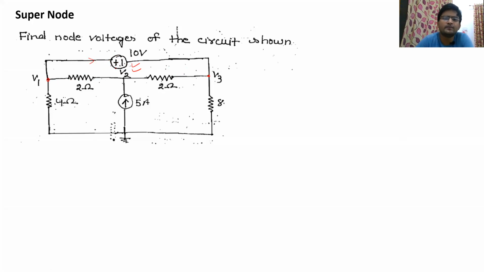So what we do is, we assume a super node, which is a combination of these nodes V1 and V3, between which this ideal voltage source is, and solve our KCL equation for these combination of two nodes at the same time. So let us begin with this super node, and the combination of this V3 and V1 is called super node. So let's begin our KCL with this super node.